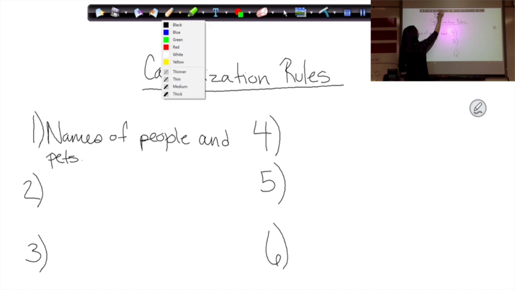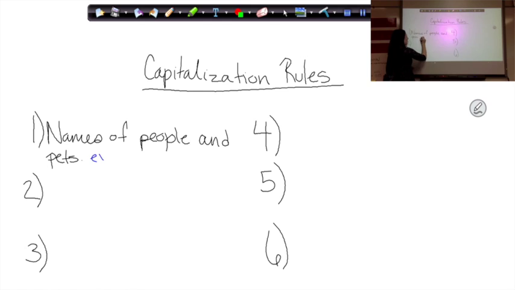For example, remember we've already talked about my brother, Michael, or I could think of another name like Levi. Or pets. I once had a dog named Bingo. Names of people, names of pets. You're always going to capitalize them.